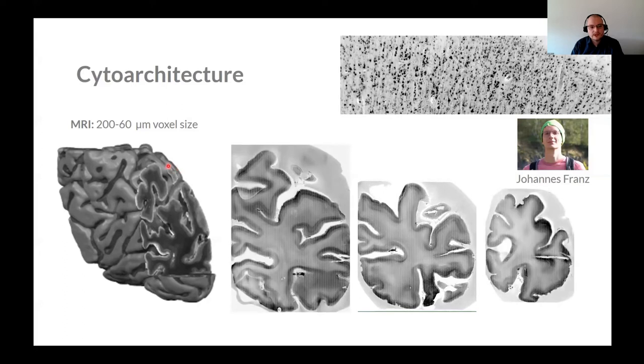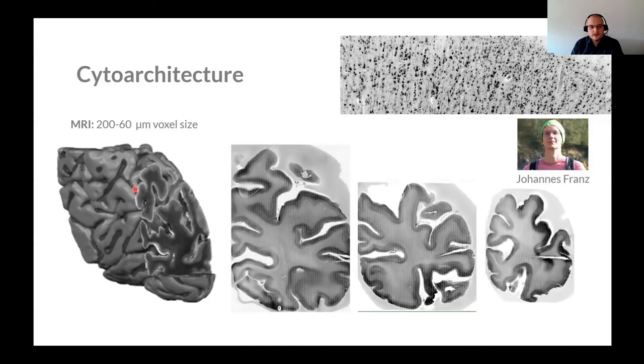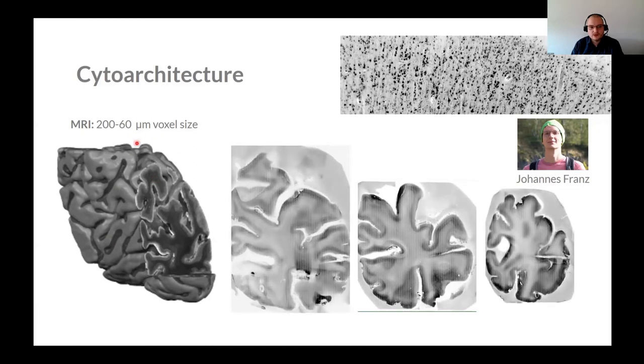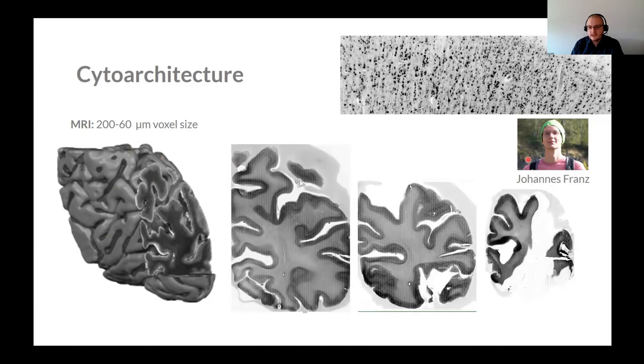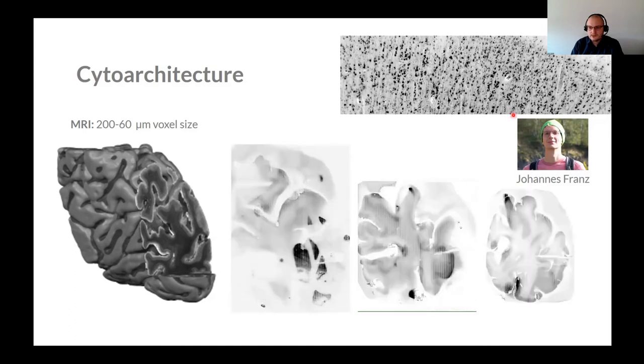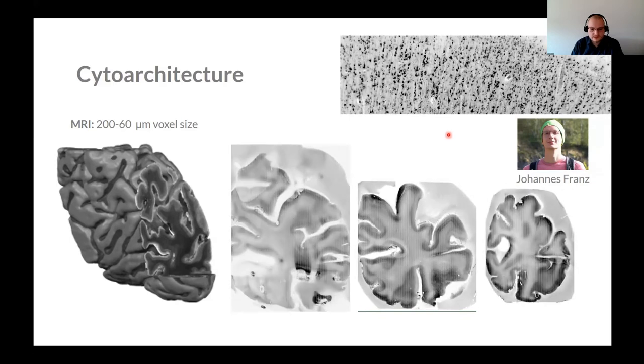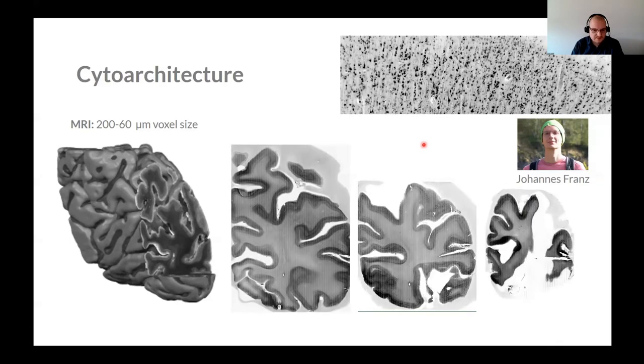And we are currently working on registering that with our ultra high field MRI data. And in this case, we actually have data even down to 60 micron voxel size. And this project is taken up by Johannes Franz, who is a PhD student in our group with much more experience in dealing with MRI data.